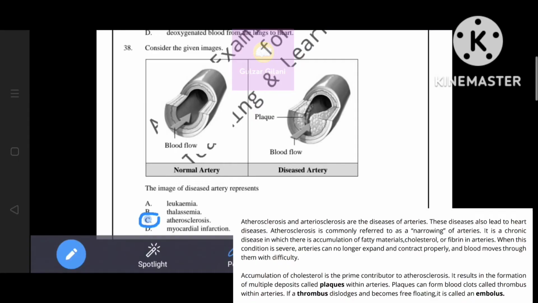As you know, atherosclerosis is commonly referred to as a narrowing of arteries. It is a chronic disease in which there is accumulation of fatty materials, cholesterol or fibrin in arteries. Accumulation of cholesterol is the prime contributor to atherosclerosis. It results in the formation of multiple deposits called plaques within arteries. That's why option C is the correct answer.